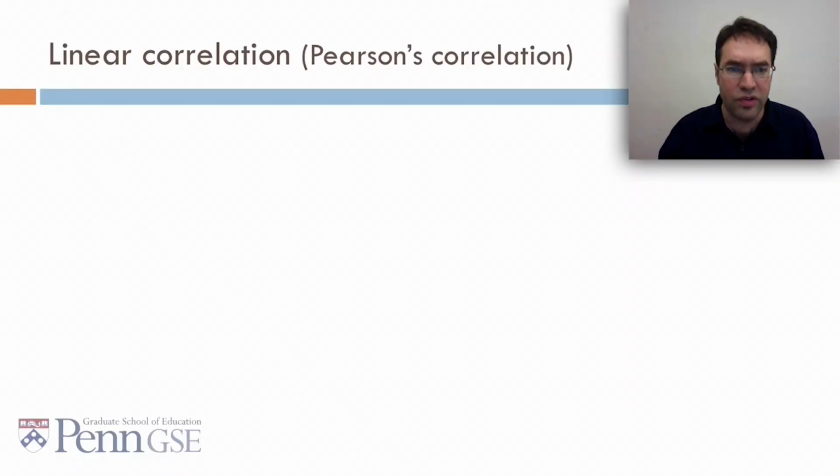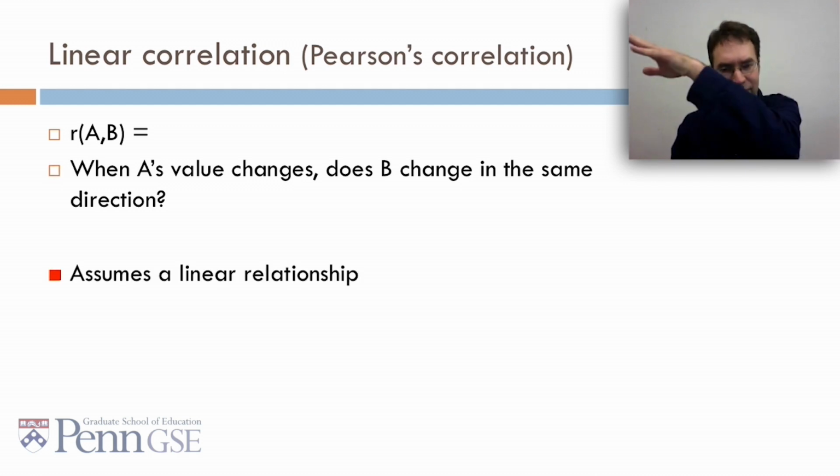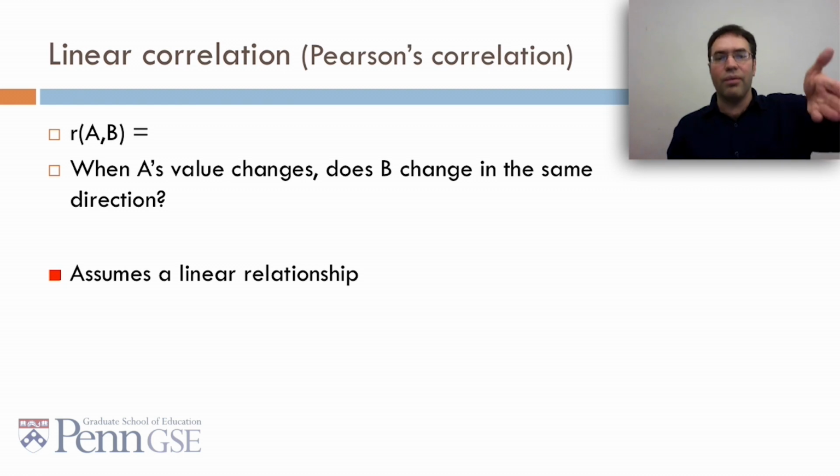Linear correlation is when A's values change, does B's values change in the same direction? And it assumes a linear relationship. So it assumes that it's not going like this.